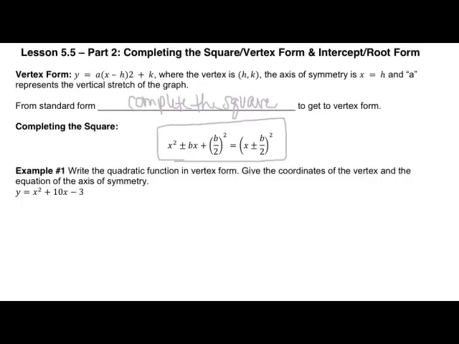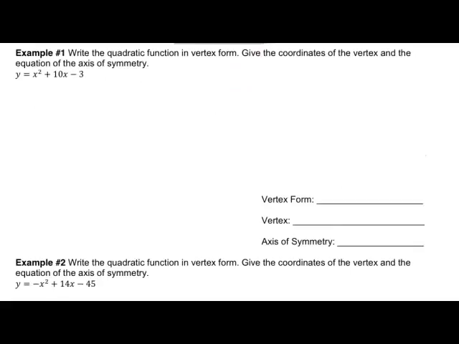So example 1, we're writing the quadratic function in vertex form. We're giving the coordinates of the vertex and the equation of the axis of symmetry. So once it's in vertex form, we have to give those two other things. So our equation is y equals x squared plus 10x minus 3. If you remember, we need to create our spaces or our boxes that we need to fill in our function.